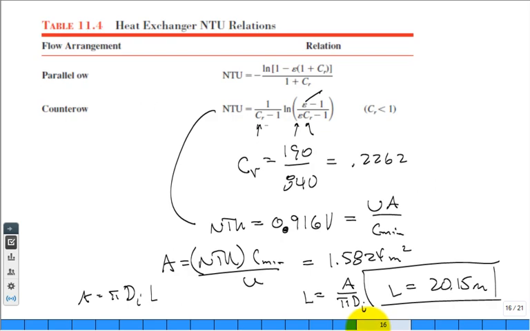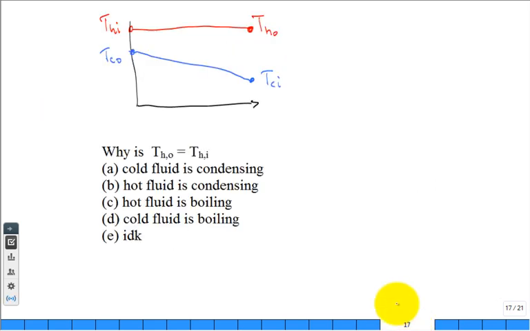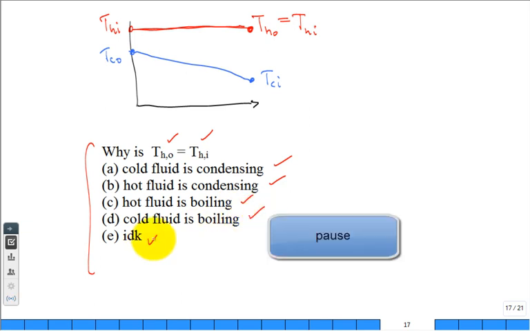All right, in the last few minutes that we have, I'd like to ask this clicker question and then talk about it. So for this problem right here, we have that the temperature hot in looks pretty flat. And actually the temperature hot out is equal to the temperature hot in. Why is the temperature hot out equal to the temperature hot in? Is it because the cold fluid is condensing, the hot fluid is condensing, the hot fluid is boiling, or the cold fluid is boiling, or I don't know.